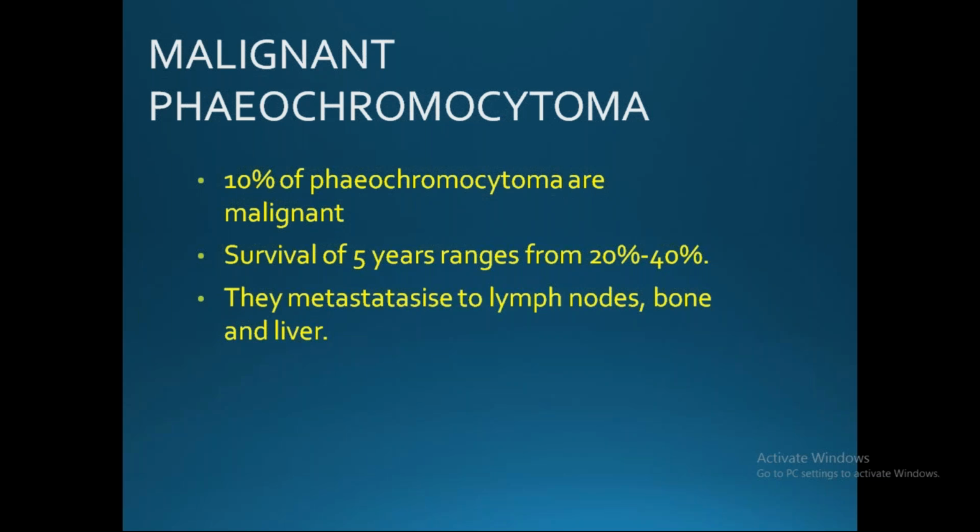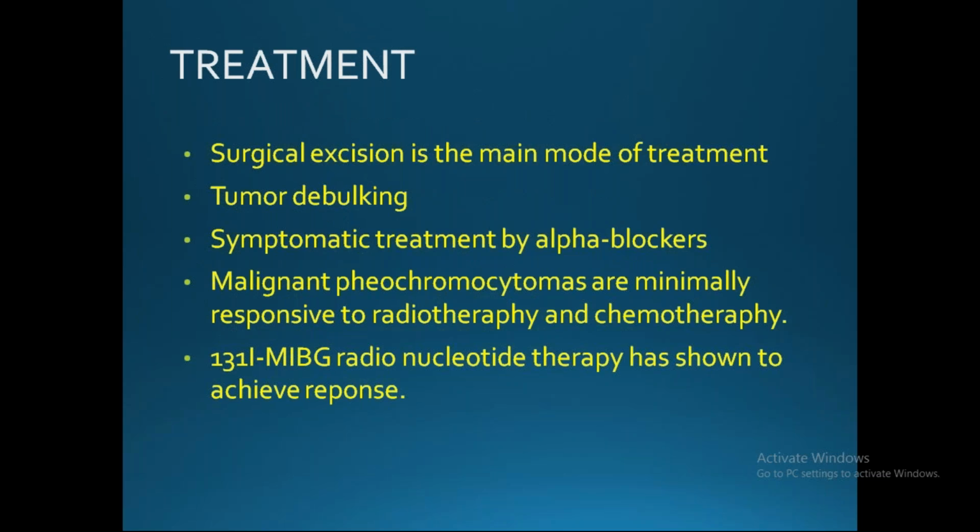Then there is malignant pheochromocytoma. As I told you, 10% are malignant. The survival is 20 to 40%, and the metastases are to the lymph nodes, bone, and liver. Treatment is surgical excision or tumor debulking. And once you have done a malignant adrenalectomy, you have to follow the patient with radiotherapy and chemotherapy.